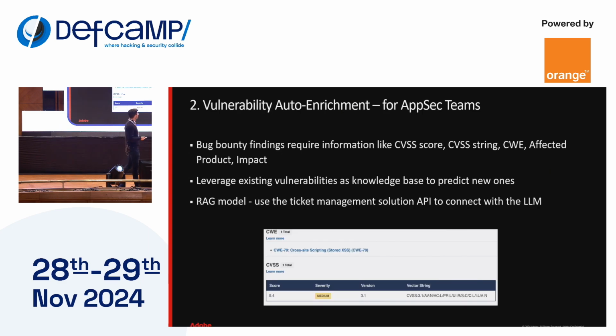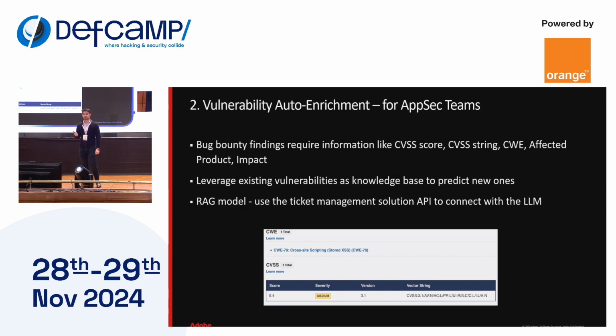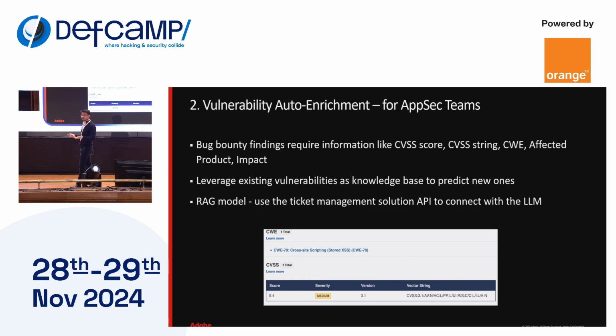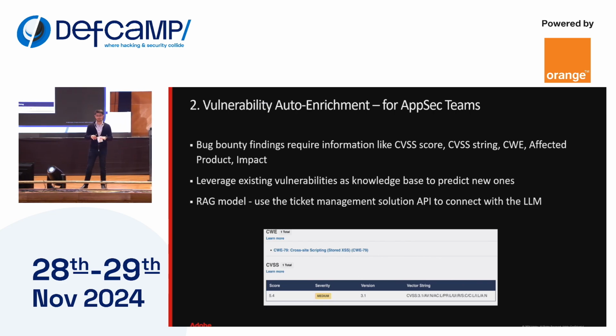OK, cool. So moving on to the next application, it's called vulnerability auto-enrichment. So what's the whole idea behind all of this? When you have bug bounty findings, you'll need to calculate some things, like the CVSS score, the CVSS string, and determine the vulnerability itself, so the CWE information. You want to know the affected product, maybe the impact, and all of this will be basically manual information that will be typed in.